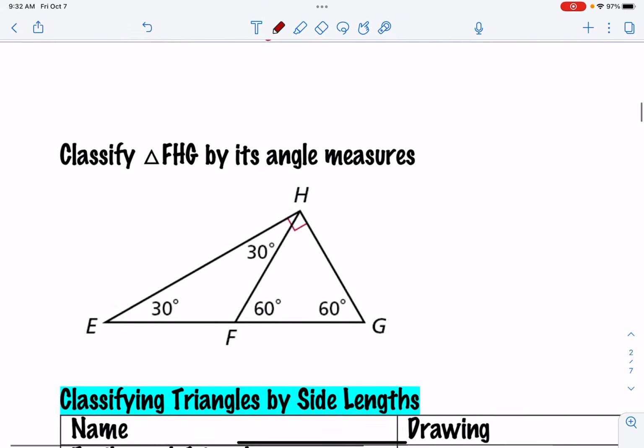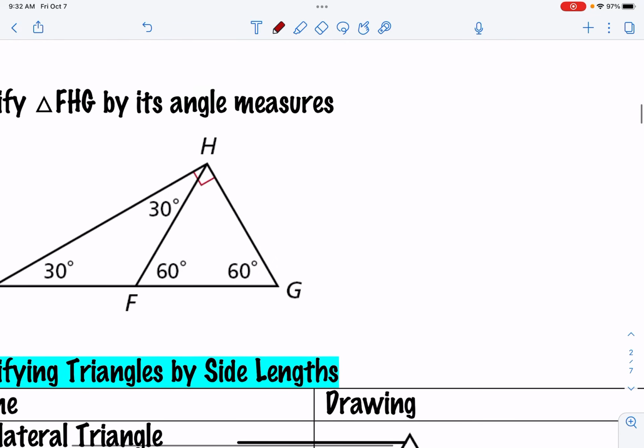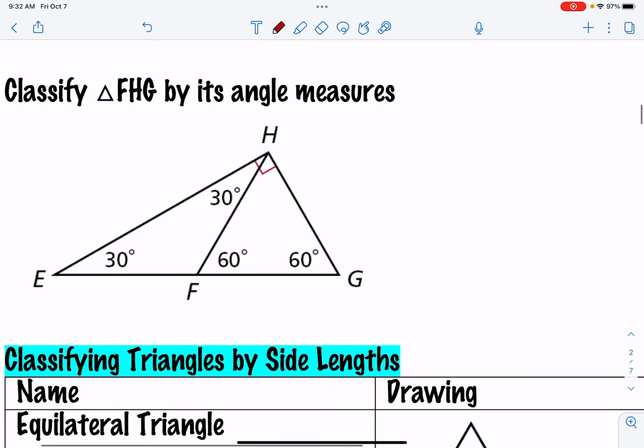All right, next one, classify just one here. Classify FHG. FHG is this triangle here. So if you have 2 angles being 60 degrees, we can assume this is going to be 60 degrees. Also, this angle adds up to 90. This is 30, so this is also another reason that's 60 degrees. Since they're all the same angle measures, this is called an equiangular triangle.